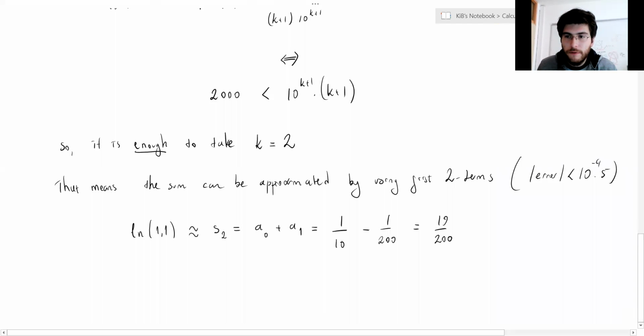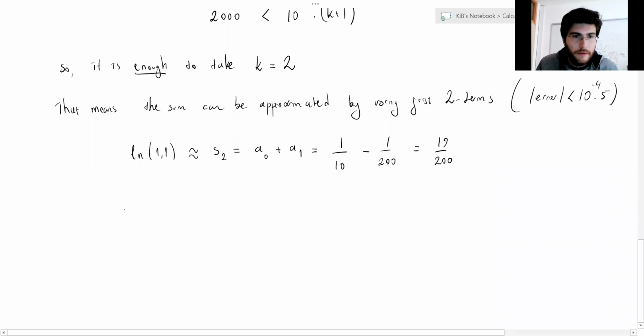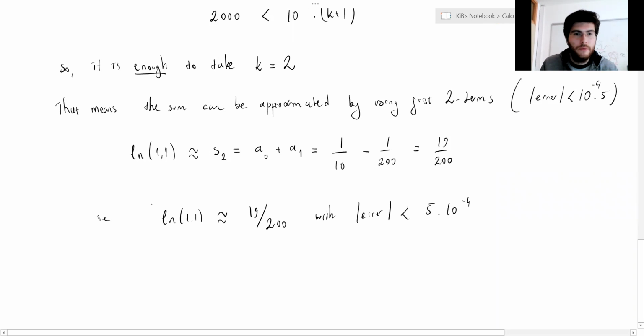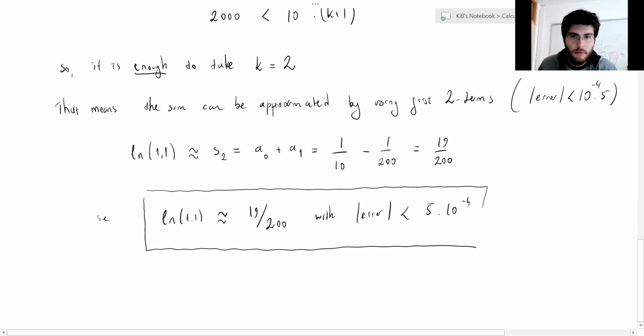Okay, so the final result is ln 1.1, approximately this number, of course, with this sensitivity, with this error, 5 times 10 to the minus 4. Okay, now this is our result. Okay, fine.